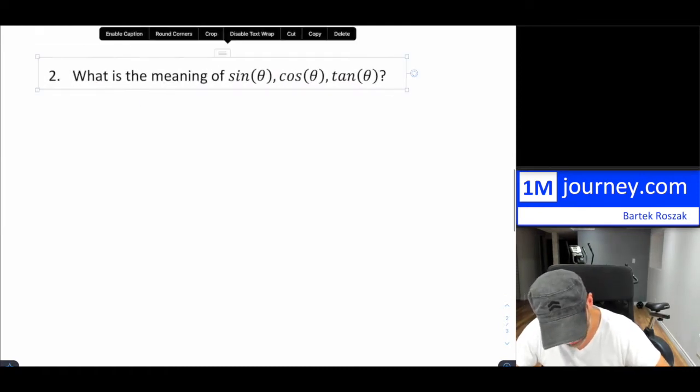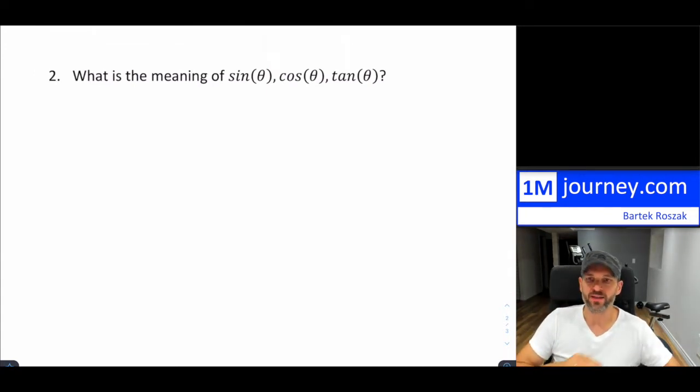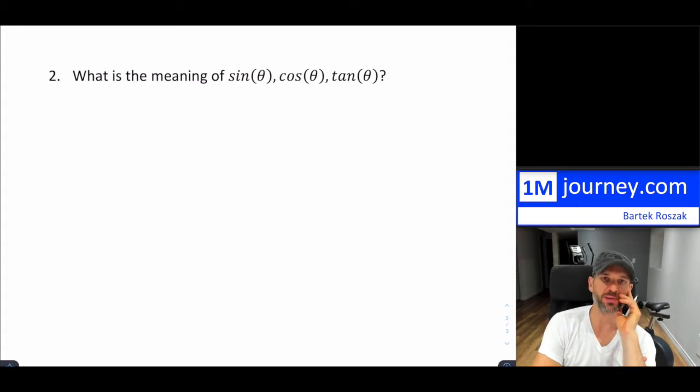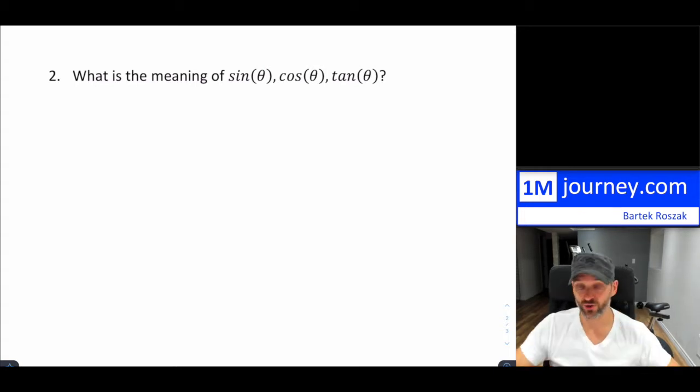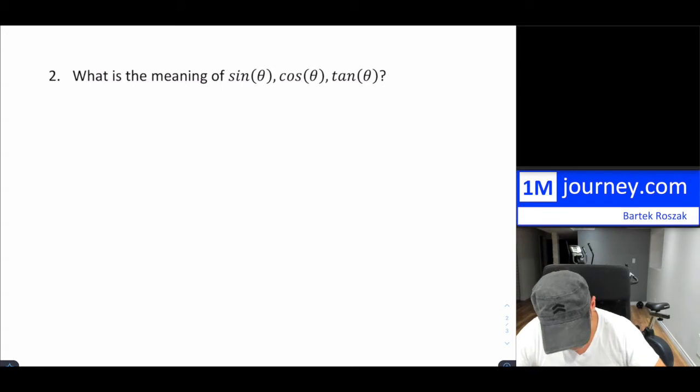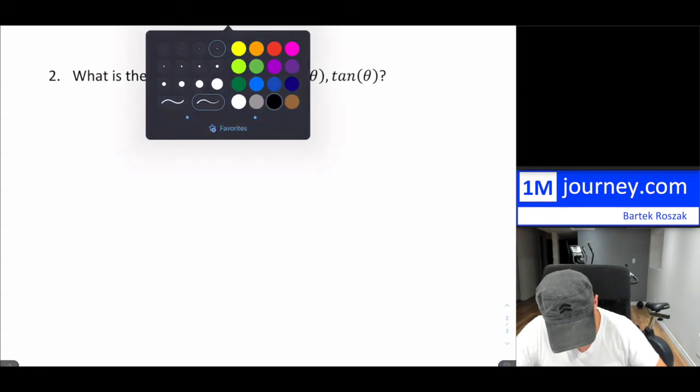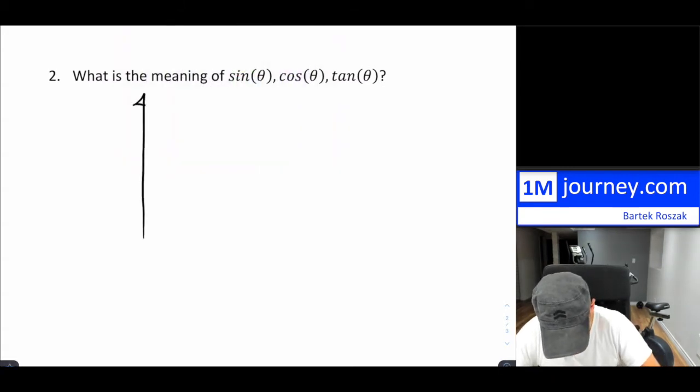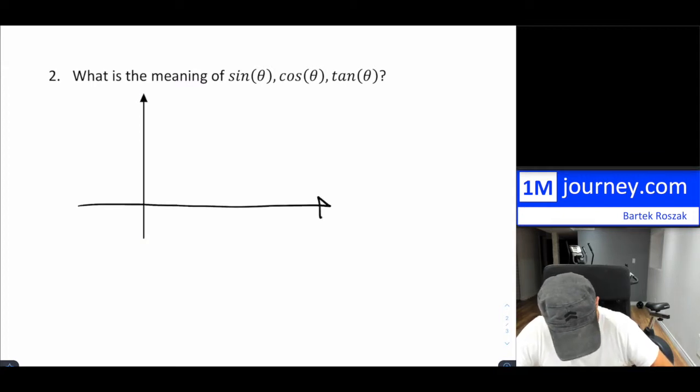Oftentimes, when you're initially learning sines, cosines, and tangents, people completely forget that they have to do with ratios, and that they were defined by definition. So don't forget that. I'm going to do a little bit of a sketch here for you. If you have a coordinate system like this, let's say this was your x and your y.